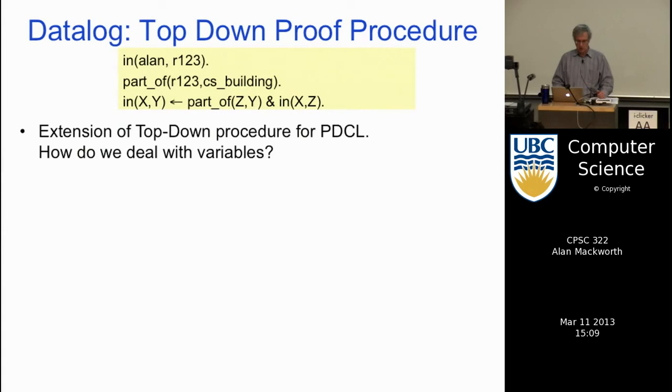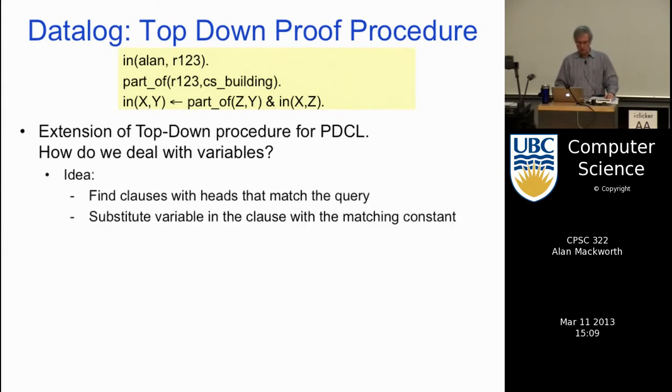Okay, so same old top-down proof procedure, but now we've got variables. And if we have this knowledge base here, there is an atom in Allen R123, part of R123 CS building. So these are ground atoms. They have no variables in them. And here's a rule that has variables. X is in Y if Z is a part of Y and X is in Z. Right? So that's like saying something is inside something if it's directly inside it, or it's part of something which is inside something. So it's recursive.